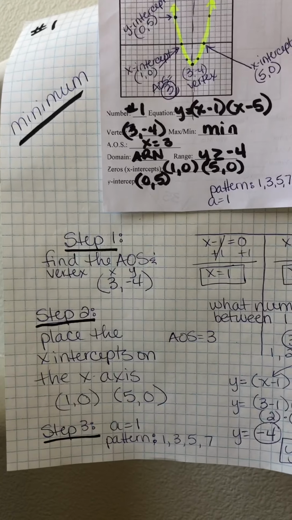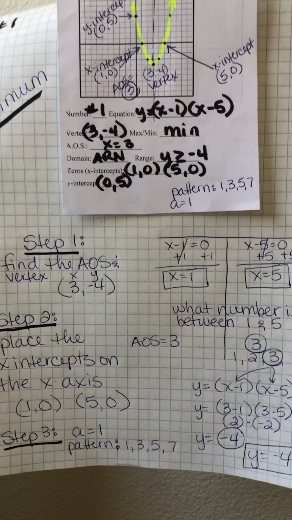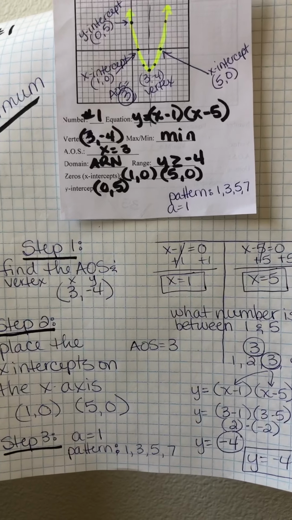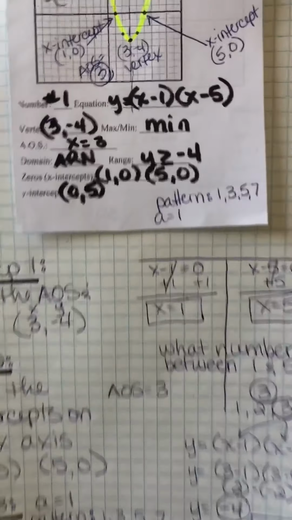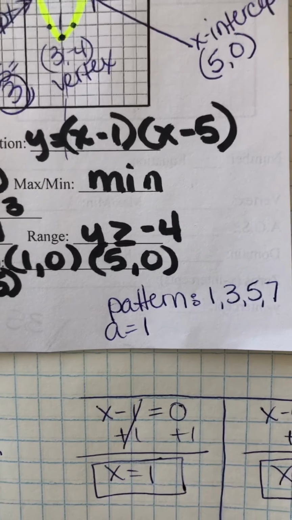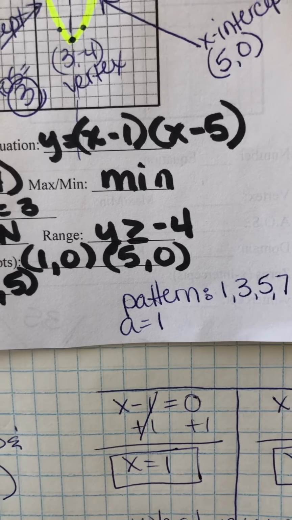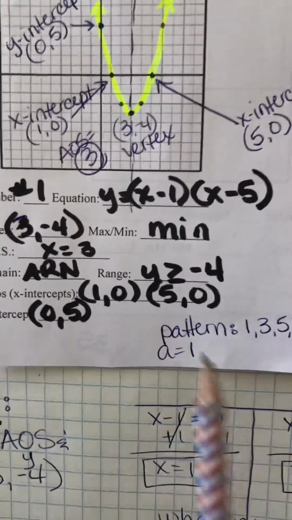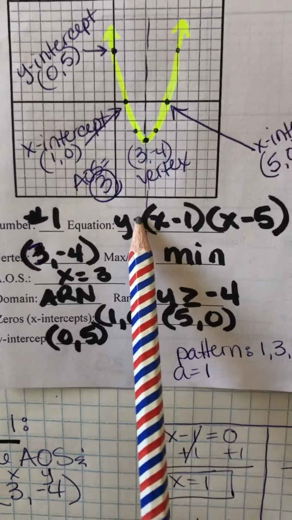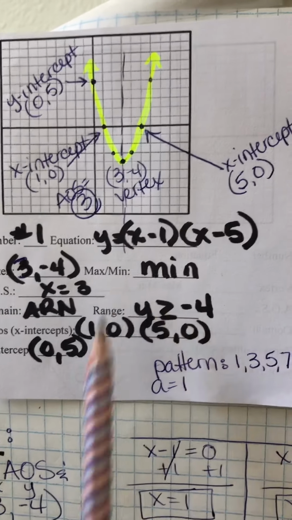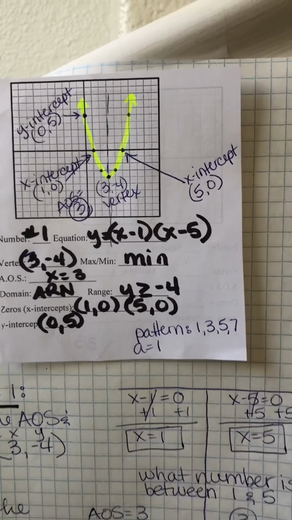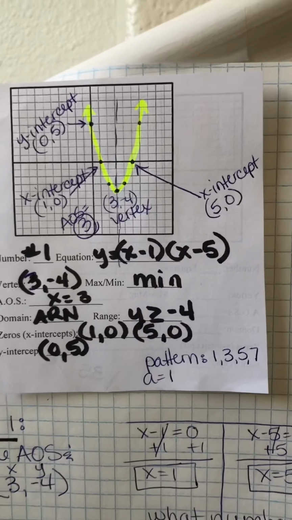Now we're going to start to graph. We're going to use the 1, 3, 5, 7 pattern. And how do I know that? Well, let's look at the original equation right here: y equals x minus 1 times x minus 5. Here's your a right here. I don't see a negative sign, and I don't see a number, so a is going to equal 1.